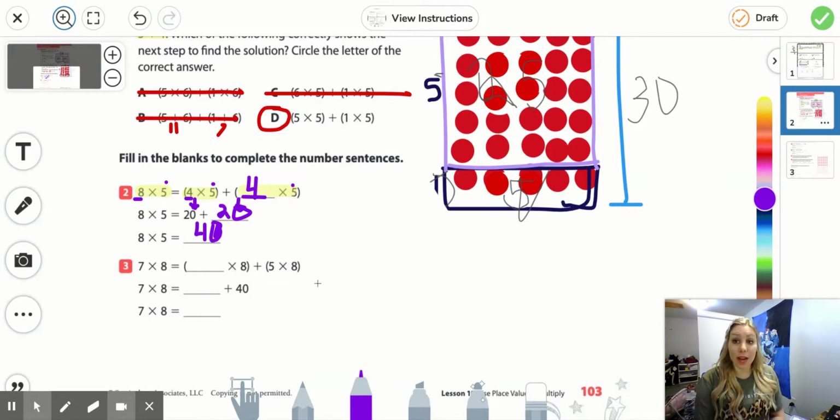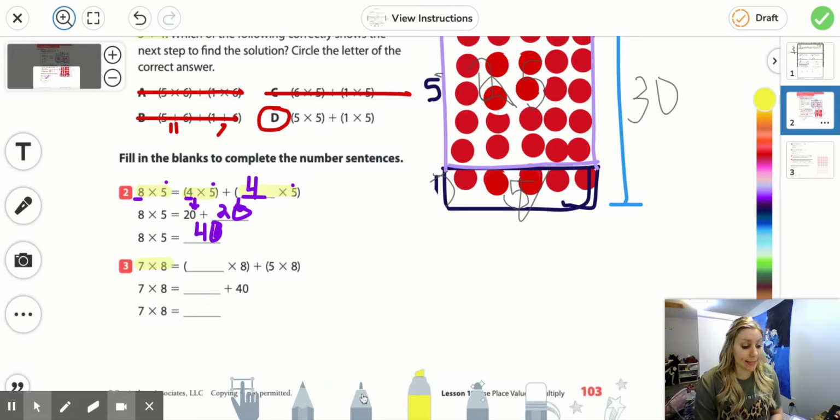All right, so that was really good. Good job, you guys. We broke apart that 8. Now it's asking for 7 times 8. Now this one is really hard. 7 times 8 is a really hard one to memorize. So it's great to have another strategy in our brain to back it up. So if I have 7 times 8, and it says a number times 8 plus 5 times 8.